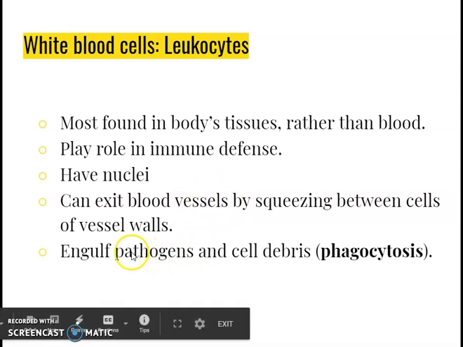All right, and one of the ways they do this is some white blood cells can engulf pathogens and cell debris. So remember this term phagocytosis. They just surround it and engulf it.